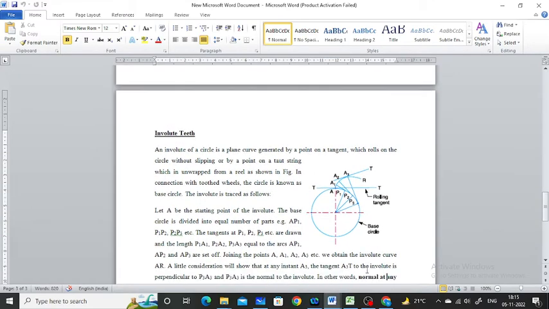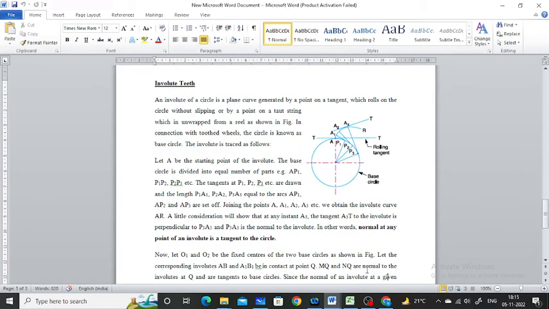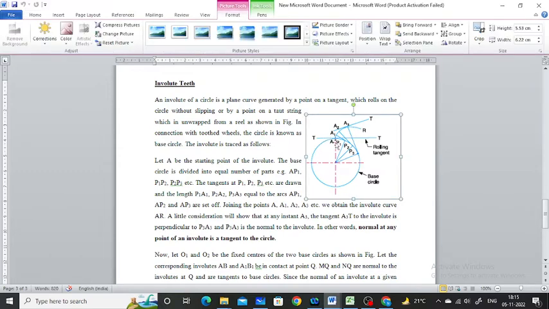Let A be the starting point of the involute, and this point is A. The base circle is divided into equal number of parts AP1, P1P2, P2P3, and tangents at P1, P2, P3 are drawn. P1A1 is equal to AP1, P2A2 is equal to AP2, and P3A3 is equal to AP3. जहाँ पे कटे, A, A1, A2, A3 को हमने meet कर दिया, and obtain the involute curve AR.